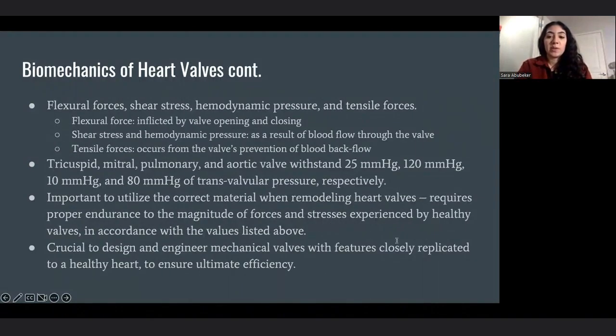So the total forces experienced by the heart valves include flexural forces, shear stress, and hemodynamic pressure, as well as tensile forces. And in order to accurately design mechanical replacement valves, it's important to note the transvalvular pressure experienced by each valve as a result of these forces, which are listed on the slide. Thus, remodeling heart valves can be successful when utilizing the correct material, which has proper endurance to the magnitude of forces and stresses experienced by healthy valves in accordance with the values listed above. Overall, the intricate design and engineering of the mechanical valves is crucial, as the features and dynamics of healthy heart valves should be closely replicated for ultimate design efficiency.